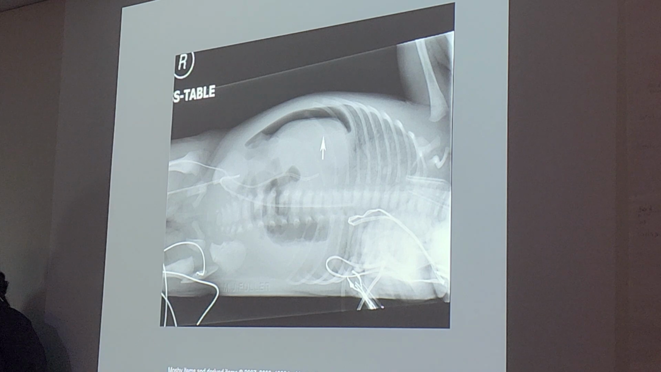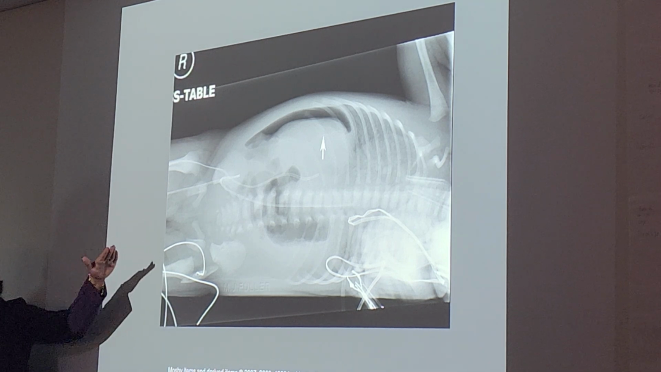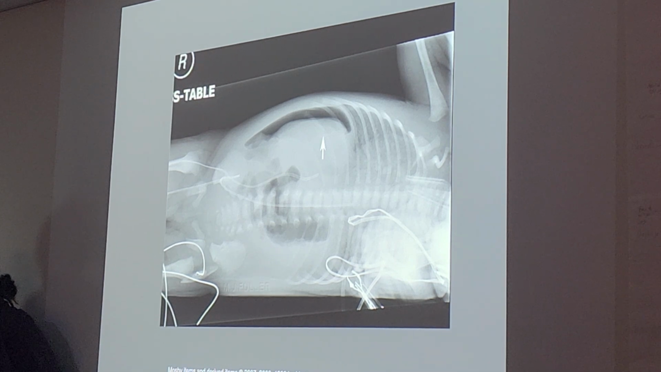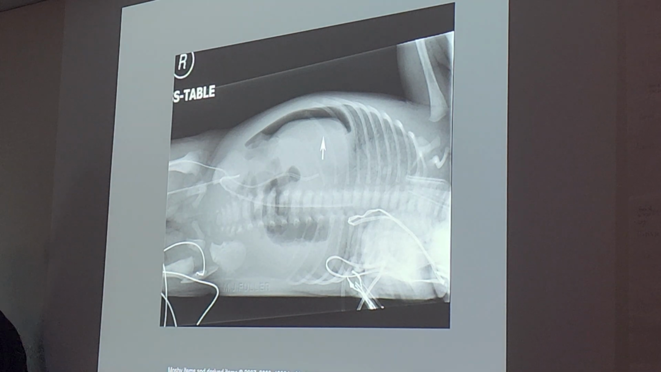Collimation, could have collimated it down a little bit. And artifacts, could have removed those wires out of the picture. Exposure, I feel like this is probably slightly underexposed because everything looks super gray in the abdomen. You can't really tell much of what's going on.